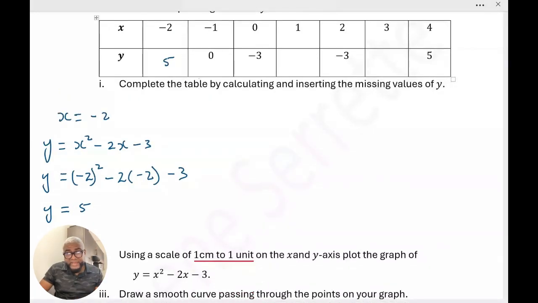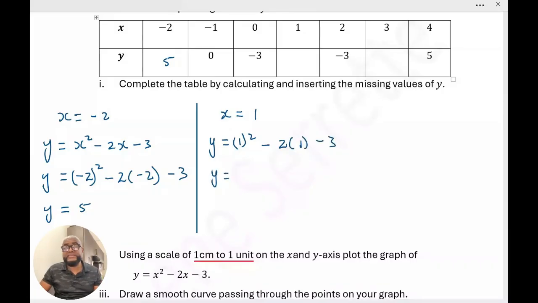Okay? So we're going again. What's my other value of x? Let me see if I can put a line here to separate it. X is equal to 1. So y will be equal to 1 squared minus 2 times 1 minus 3. When you work this out, what do you get? Negative 4. Somebody second negative 4. You get that? So anybody online get negative 4?